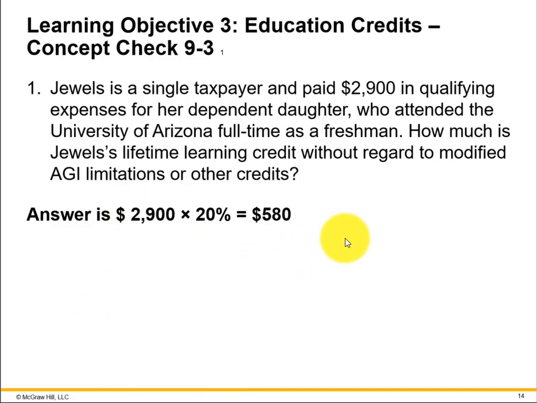How much is a lifetime learning credit without regard to limitations, okay? So if we couldn't qualify for the AOTC, which this would have, but if it didn't, then the credit would be $2,900 times 20%, right? $580.